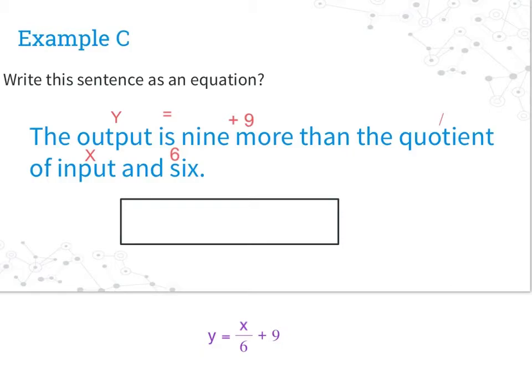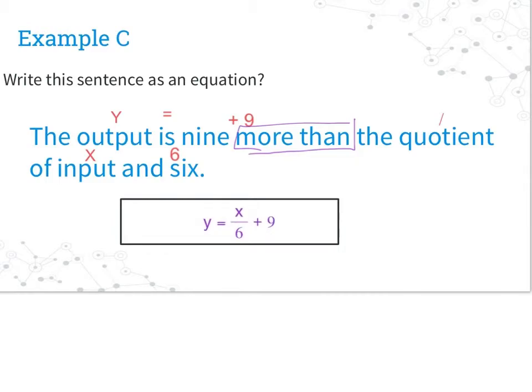So again, I have an important phrase here, "the more than." So I know the "more than" is going to cause that plus 9 to go to the back. But everything else should look exactly the same. So y is equals, I know the 9 more goes to the back, the quotient of the input and 6.